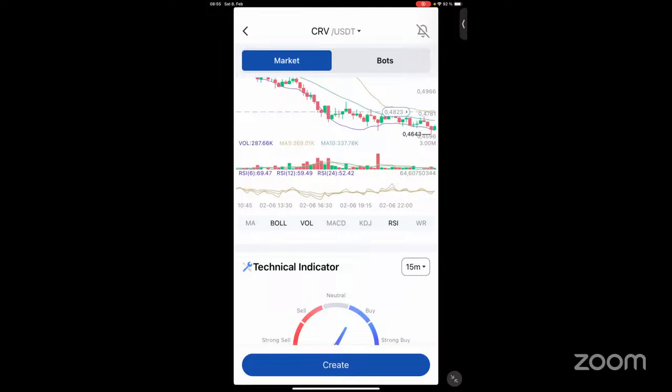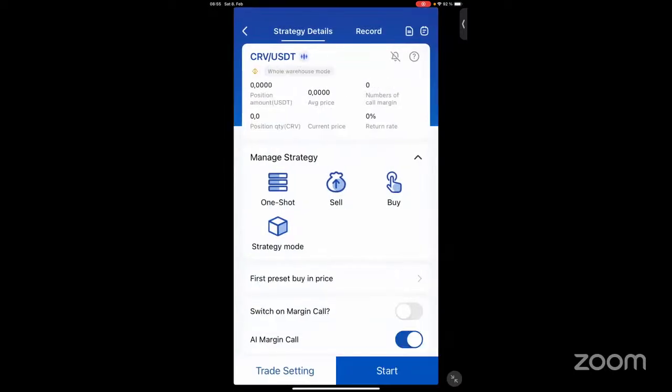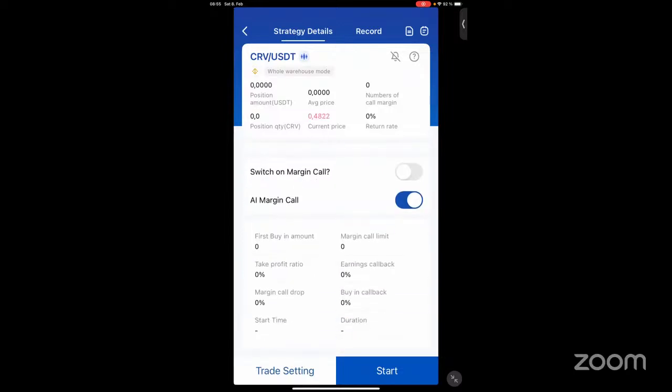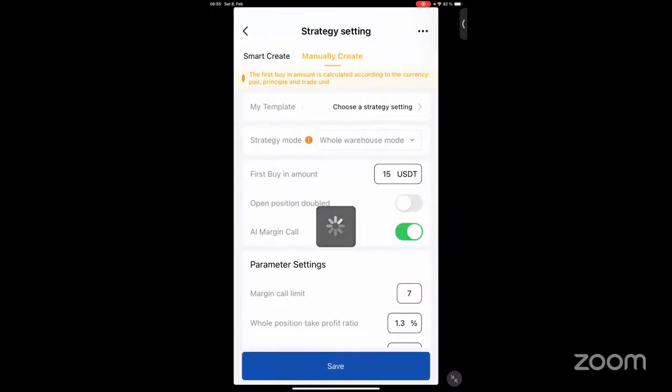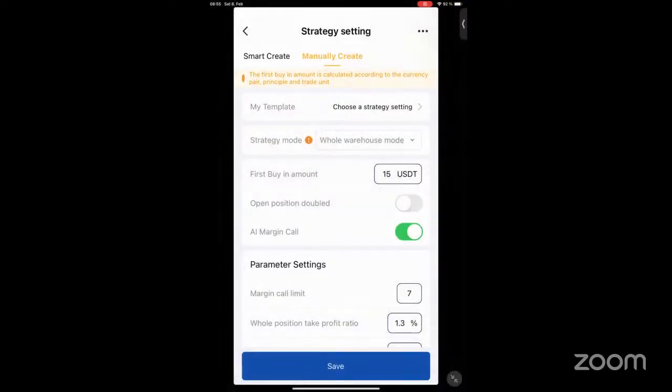So once you tap on create, you choose Martingale. If you are using Gridbot, you choose Gridbot, but we are using Martingale. You tap on create again. There are no settings, so you tap on trade setting. If you already have some settings saved that you want to use, you tap on choose a strategy setting, then you are good to go.